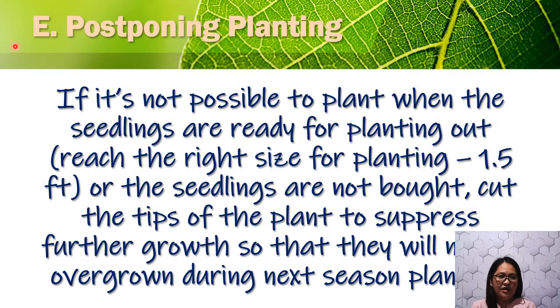Letter E, postponing planting. If it's not possible to plant when the seedlings are ready for planting out, or reach the right size for planting, which is 1.5 feet, or the seedlings are not bought, cut the tips of the plant to suppress further growth, so that they will not be overgrown during next season planting.